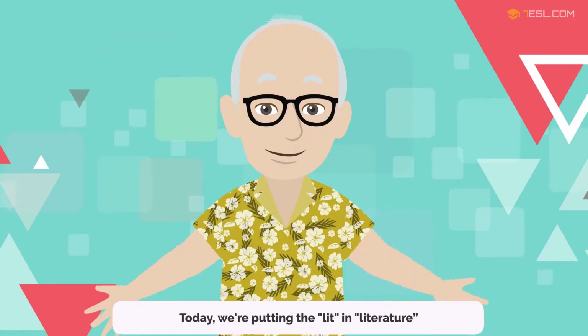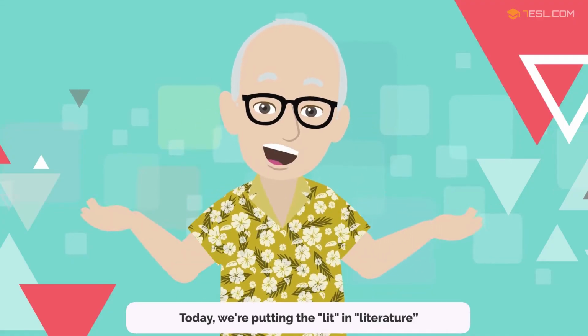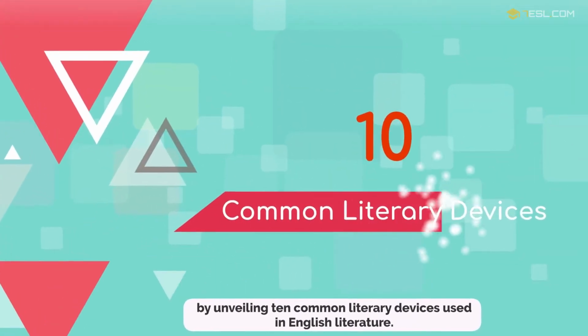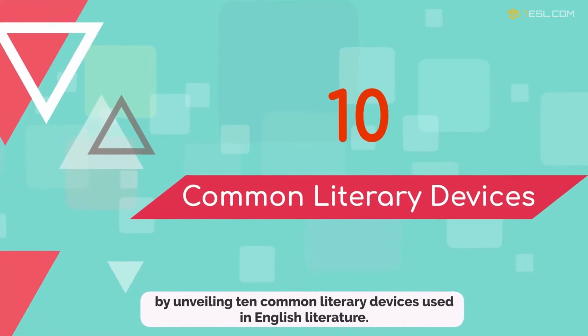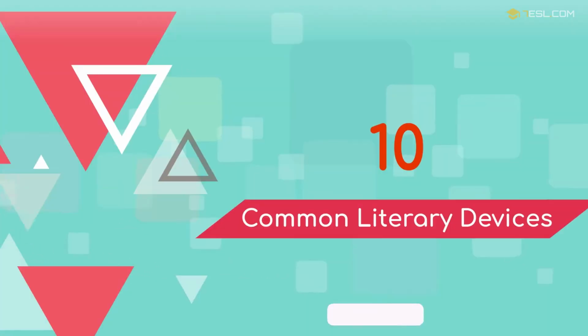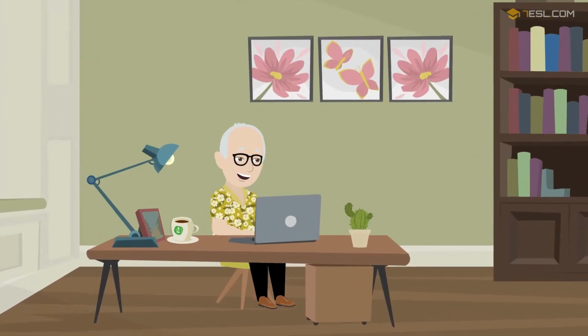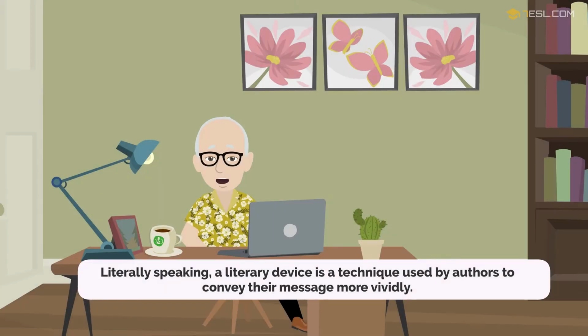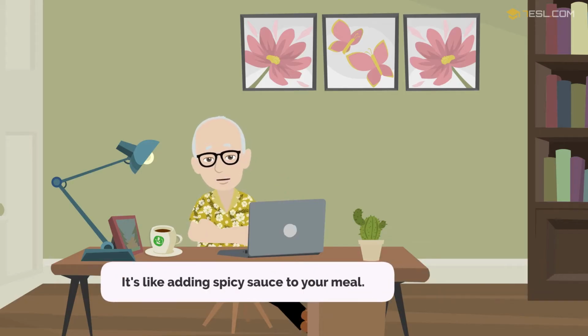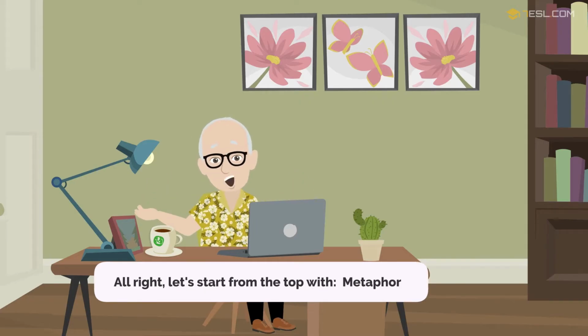Today, we're putting the lit in literature by unveiling 10 common literary devices used in English literature. Let's jump right in. Literally speaking, a literary device is a technique used by authors to convey their message more vividly. It's like adding spicy sauce to your meal. All right, let's start from the top with metaphor.